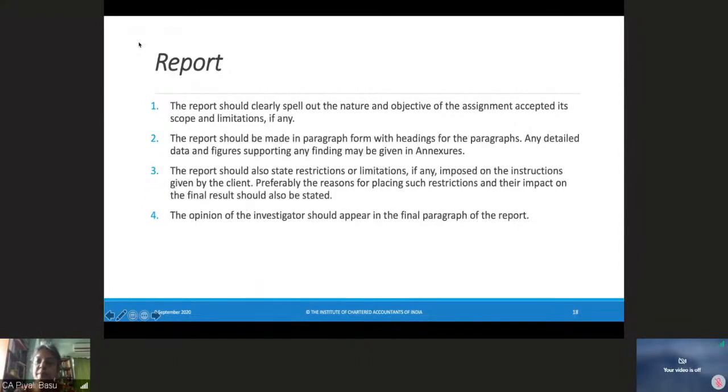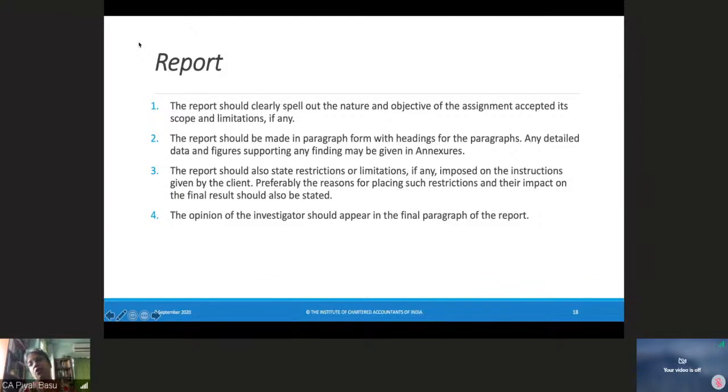The report should clearly spell out the nature and objective of the assignment, its scope and limitations, if any. The report should be made in paragraph form and with headings. Okay, these are usual. The report should also state restrictions or limitations, if we came across any, such as places we were not allowed to go.